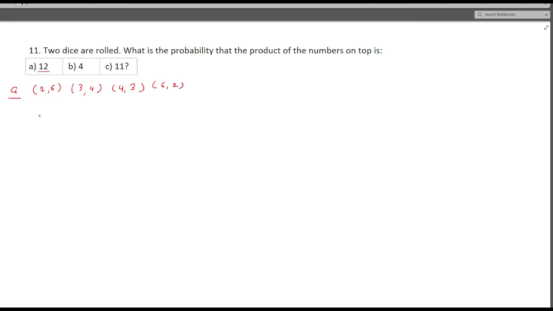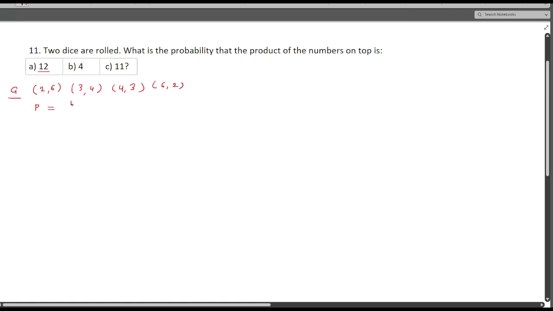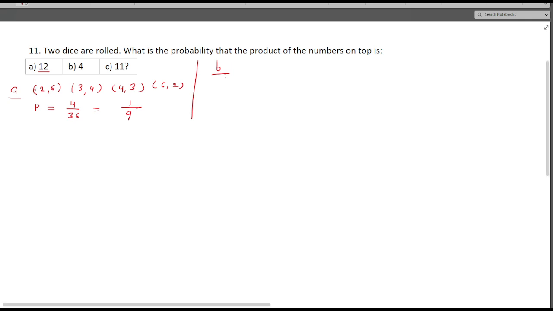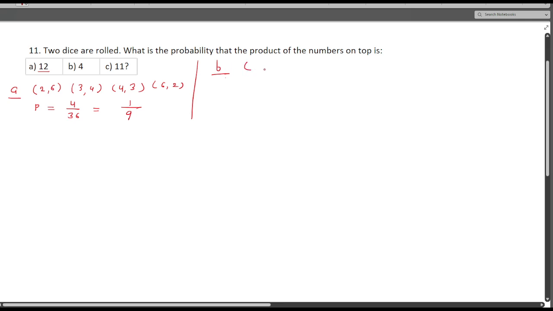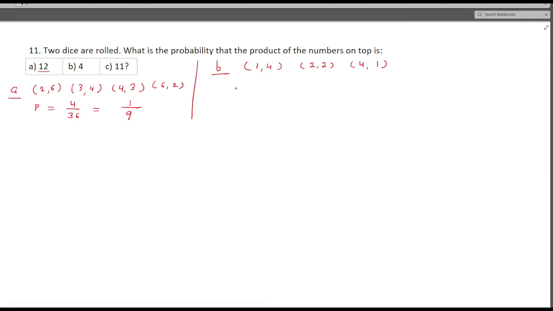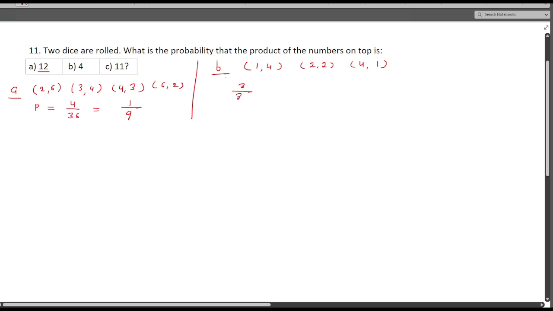So here my possibility, in the first case, is going to be 4 divided by 36, which is 1 divided by 9. Okay, now B is that the product is 4. So the favorable outcomes are going to be 1, 4, 2, 2, or 4, 1. So this favors my product as 4. So 3 outcomes out of total 36, that is 1 divided by 12.